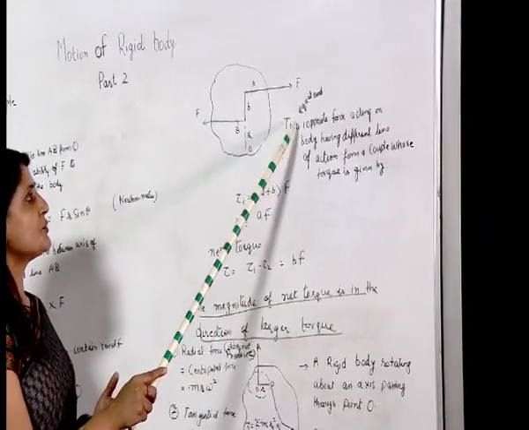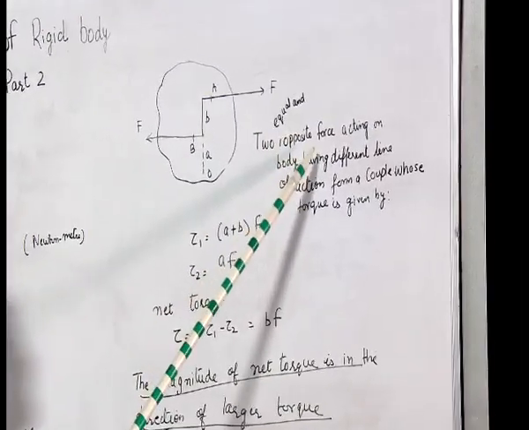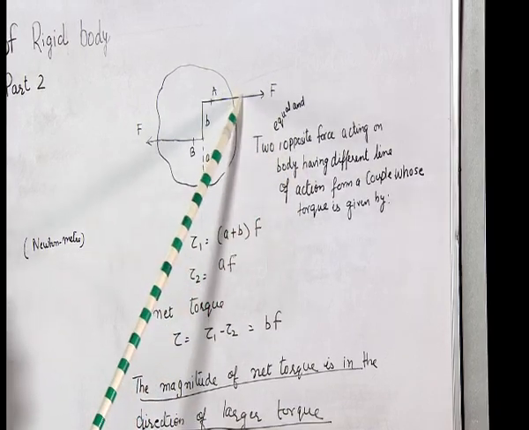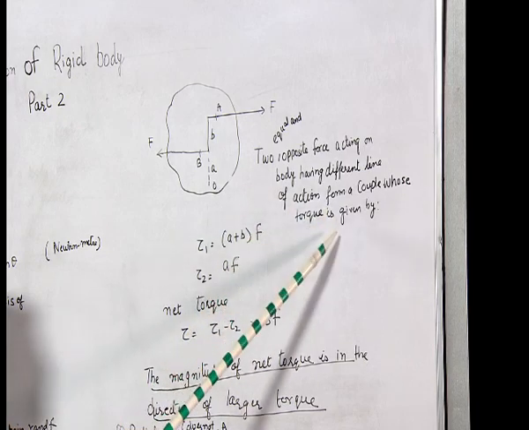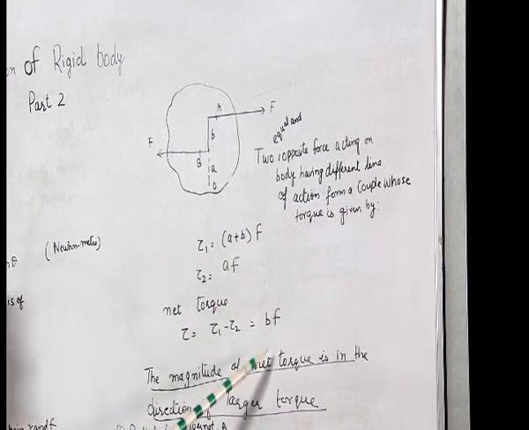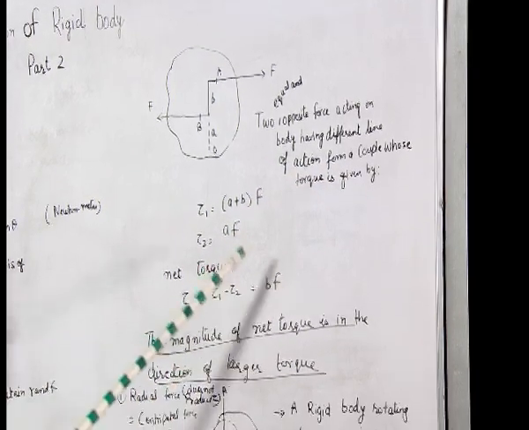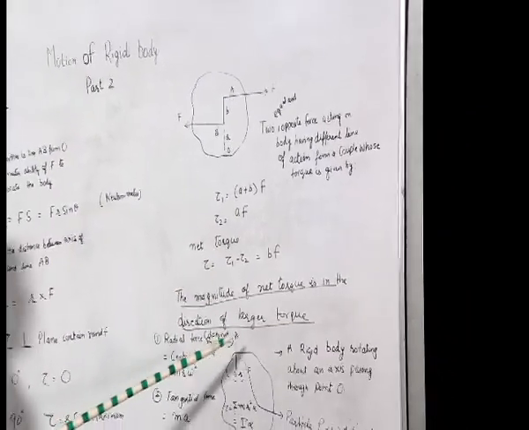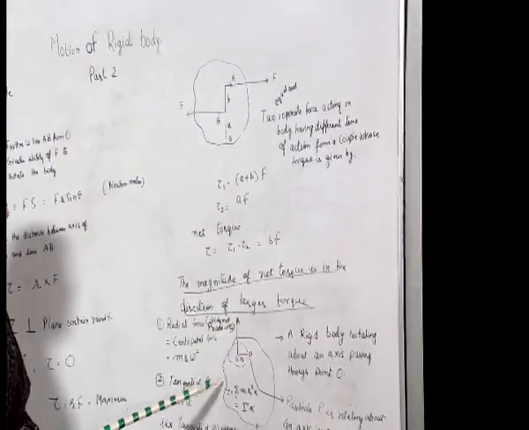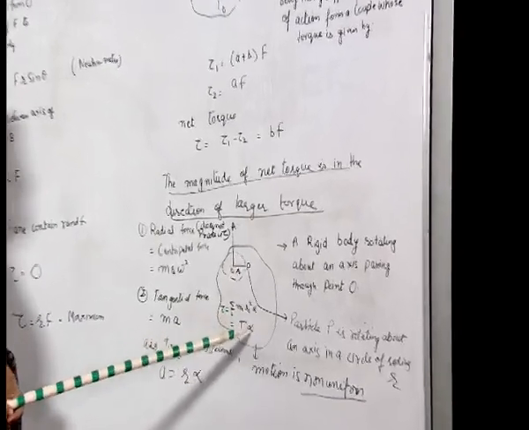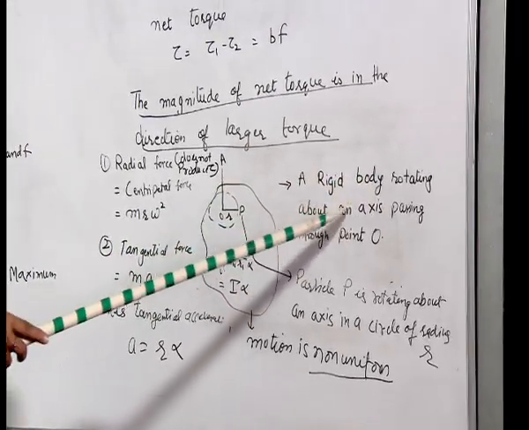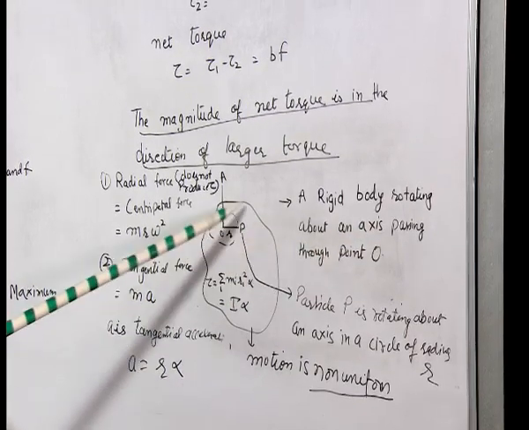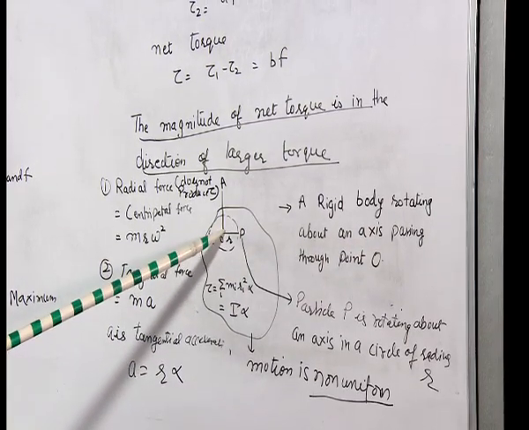Also, when two equal and opposite forces act on a body with different lines of action, it forms a couple, and the couple's torque is given by this value. Now, we will also explain more about the value of torque in terms of angular acceleration. Let us consider a rigid body rotating about an axis passing through the point O.